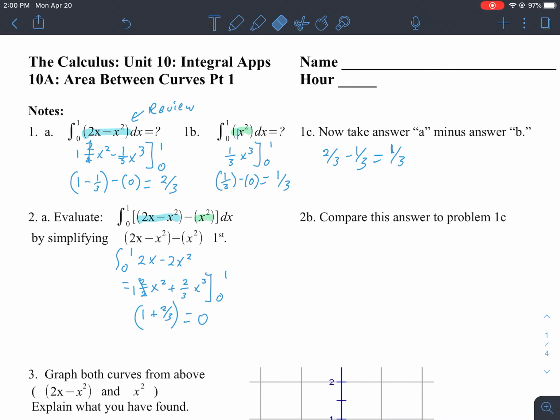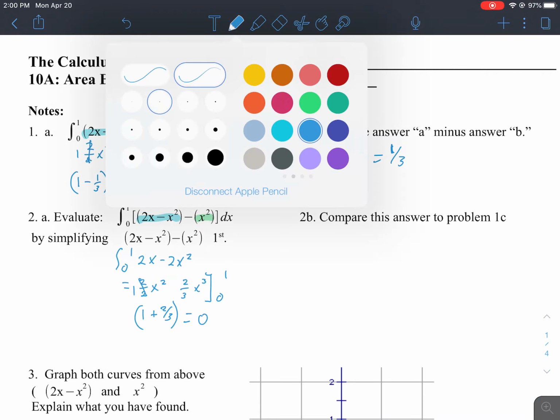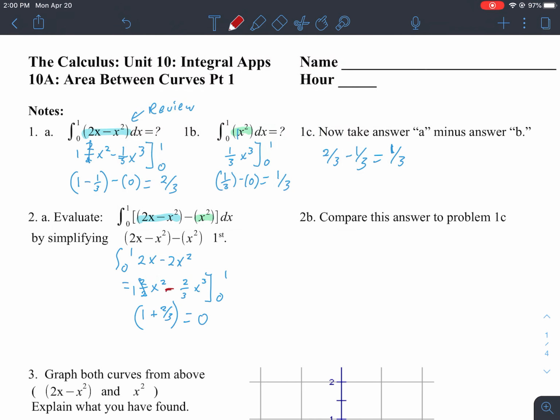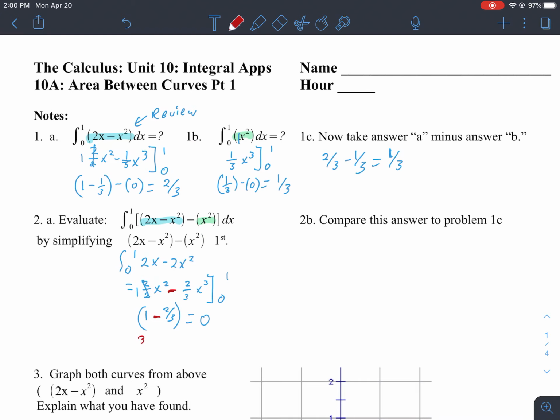Oh, and I wrote the sign down wrong. This was supposed to be a minus. So that makes this a minus. Sorry about that. Now we have 3/3 minus 2/3 is 1/3. Ooh, they're the same.